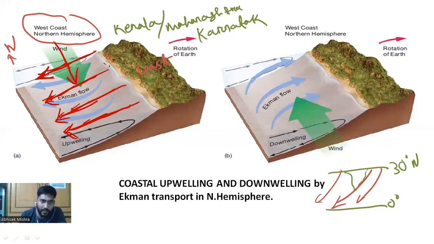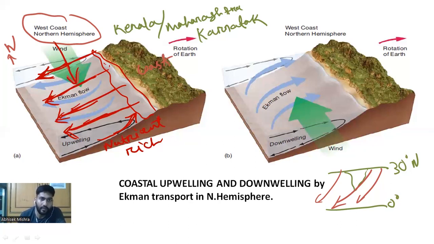So if the surface water column is moving away from the coast, will there be free space here? No, this free space will be occupied by the upwelling water. The bottom water will rise up and then fill the space. Because wind is from north to south, surface water is moving towards right of the wind. That means it is moving away from the coast. So to fill the space in the coastal region, the bottom water will rise up. The bottom water is again nutrient rich. The nutrient rich bottom water will rise to the upper surface.